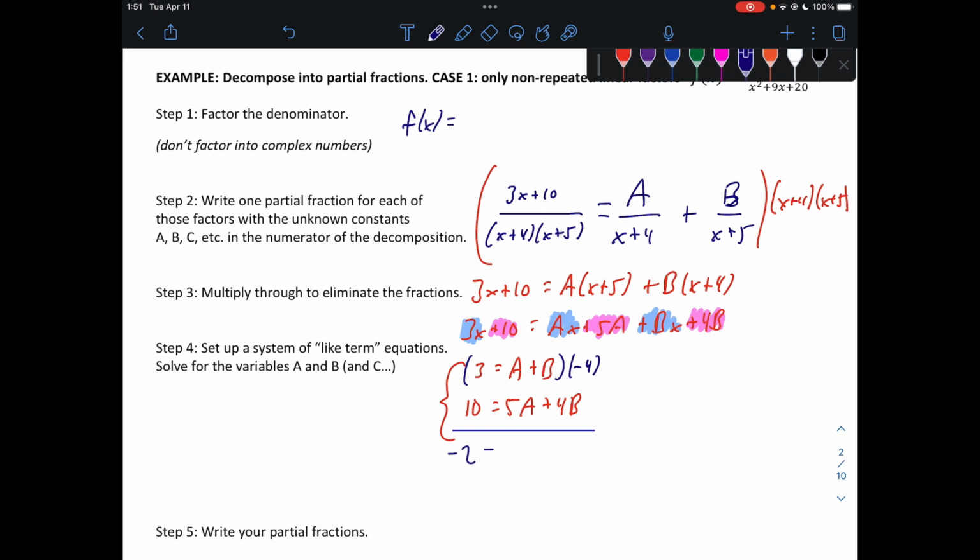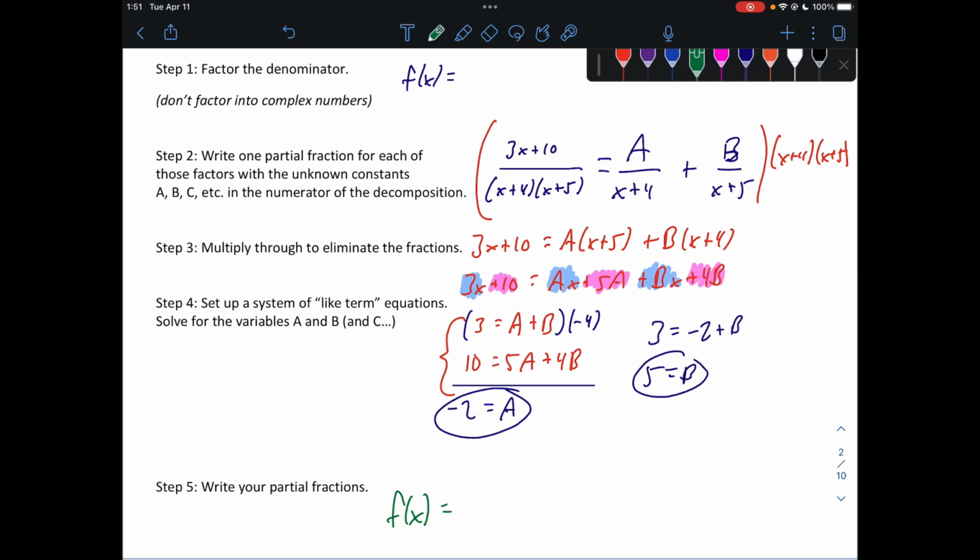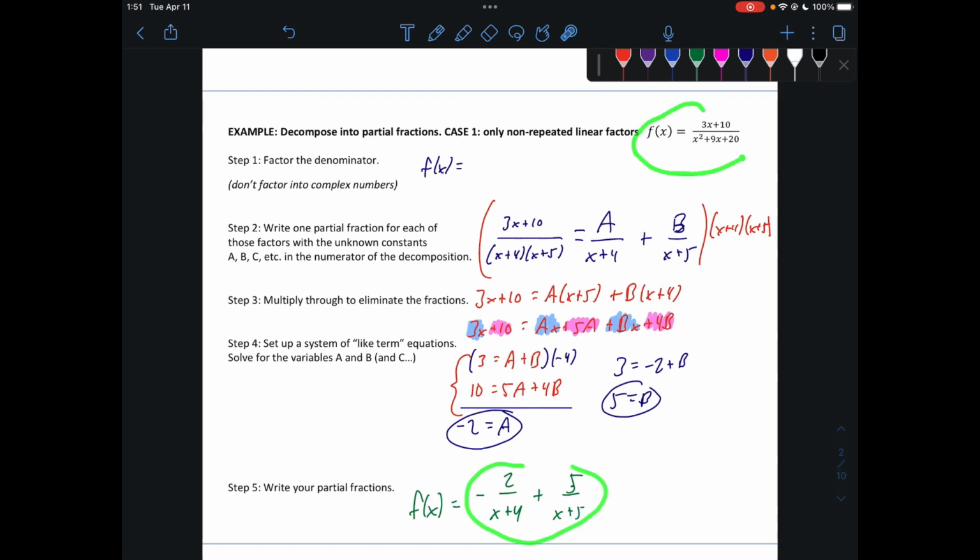So we get -2 equals a plus 0b, or just a equals -2. So 3 equals -2 plus b, 5 equals b. So we've solved the system. Then finally, for our final answer, we're going to rewrite f of x like this, but putting in a and b. So it's going to be -2 over x plus 4 plus 5 over x plus 5. And if you were to add these two together, you will get back to here.